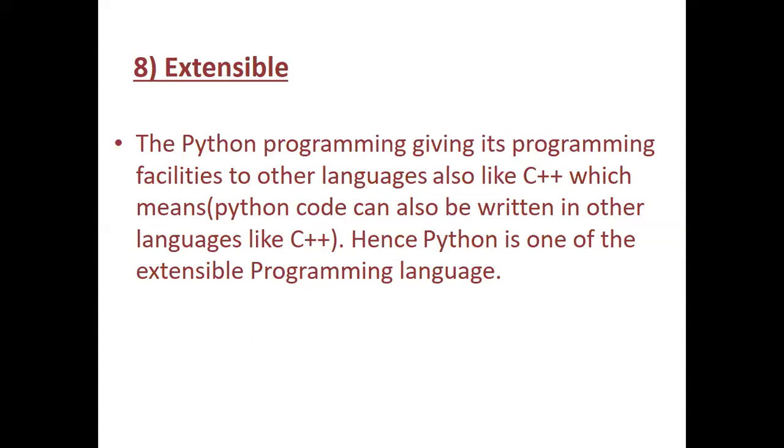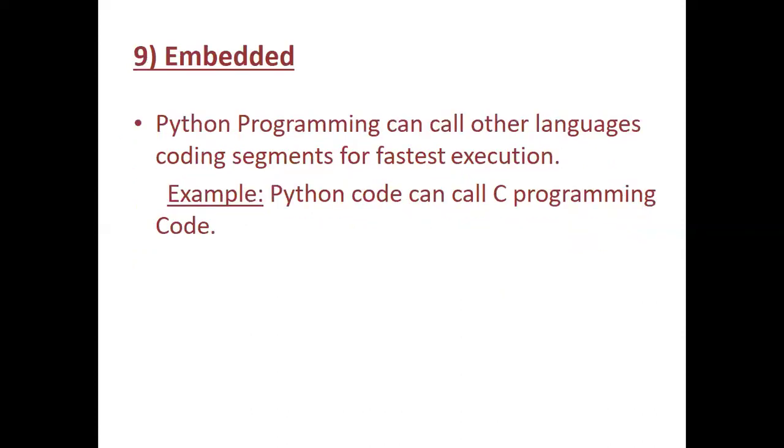Extensible, because it gives its programming facility to the other languages also, like C++, which means Python code can also be run in C++, Java, and others. Python is one of the extensible programming languages. Embedded: Python programming can call the other languages' coding segments for fastest execution also, like it can call C programming code.